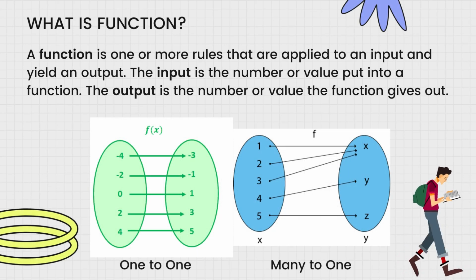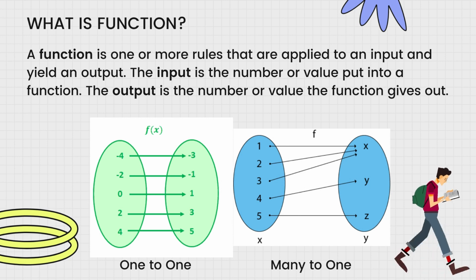A function is one or more rules that are applied to an input and yield an output. The input is a number or value put into the function. The output is the number or value the function gives out. There are two types of function: 1:1 and many:1.